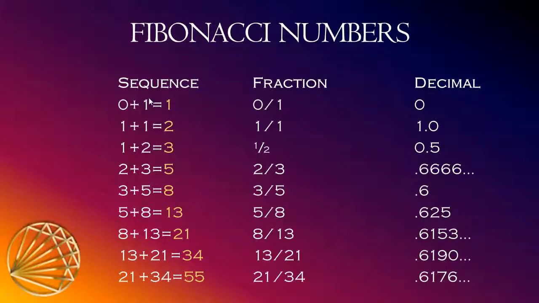So if we keep doing this, there are a number of different fractions that we can derive from this. For example, 0 and 1: 0 divided by 1 is 0 in decimal form. 1 divided by 1 is 1. 1 divided by 2 is the fraction 1/2, or 0.5 in decimal form. 2 divided by 3 gives us 0.666 over here. 3 divided by 5 gives us 0.6. 5 divided by 8 is 0.625. 8 divided by 13 is 0.6153.